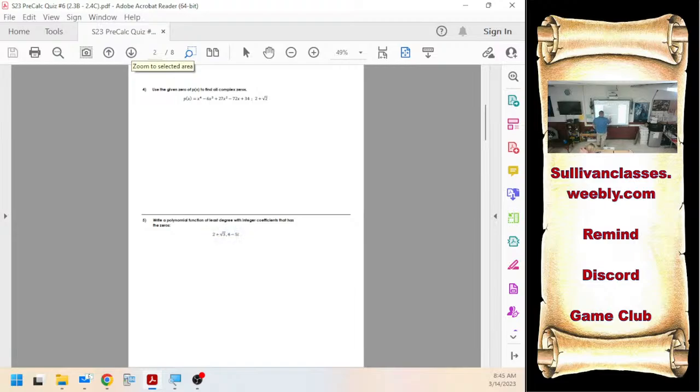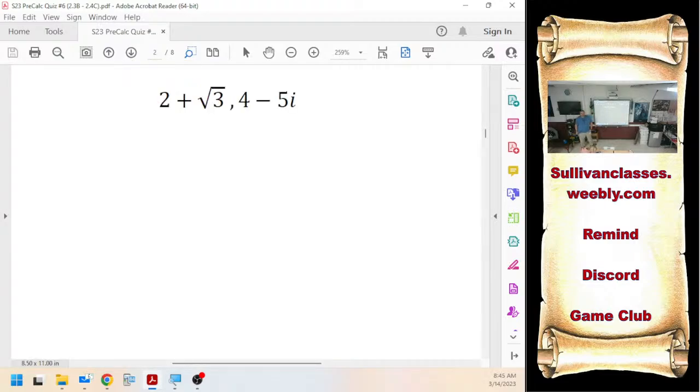Write a polynomial of least degree that has these zeros. Okay. It will be a quartic when I'm done, because I have a compound and complex number respectively. So each of them will have a conjugate, which means 4 total zeros.